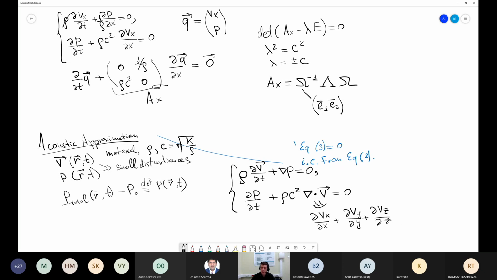And e1 and e2, so Ax multiplied by e1 is equal to c multiplied by e1. Ax multiplied by e2 is equal to minus c multiplied by e2. The matrix lambda is diagonal, and it contains c and minus c on its diagonal. And omega is the inverse matrix, omega minus 1. In any case, for a hyperbolic system, we can obtain this basis that contains 2 real eigenvalues and 2 eigenvectors with real coefficients.